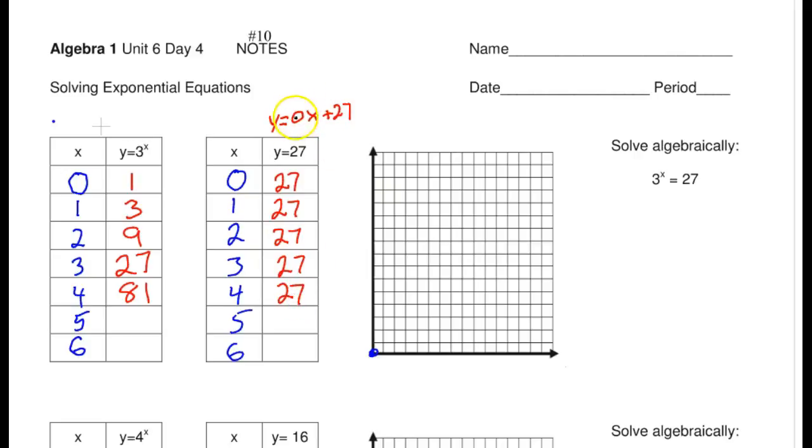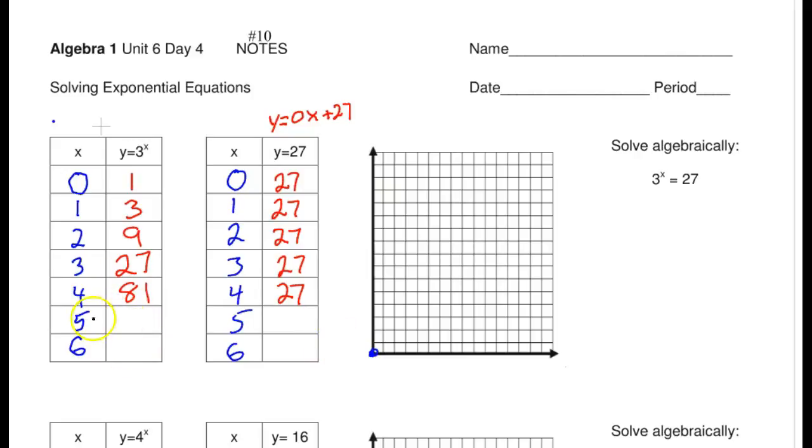So you plug in 0 times 1 is 0, plus 27 is 27. 0 times 2 is 0, 0 plus 27 is 27. 0 times 3 is 0, 0 plus 27 is 27. So it doesn't matter what x value we plug in here, we get an answer of 27 no matter what. Okay? So let's go ahead and graph it, see what it looks like.